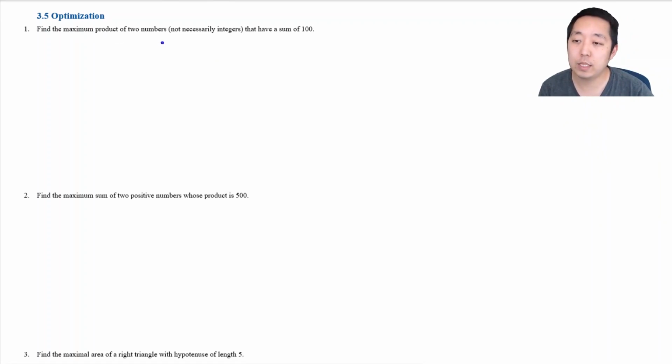So here's: find the maximum product of two numbers that have a sum of 100. My first step is the setup. I'll just say the product is equal to two numbers, x times y. And then they have a sum of 100. So that means of my two numbers, I know that they have to add up to 100.